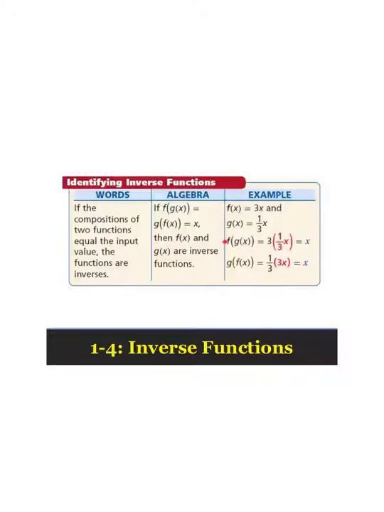So here's your f of g of x. I'm going to start with the f function first, 3 big parentheses, and then the 1/3 gets substituted in here. 3 times 1/3 is 1 times x is x. Then we're going to do g of f of x. We start with the g function, which is 1/3 x. So 1/3 big parentheses. We're going to substitute the 3x into those parentheses. 1/3 of 3 is 1 times x is x. So because both of those compositions equal x, 3x and 1/3 x are considered inverse functions of each other.